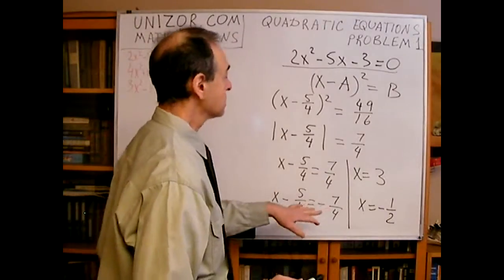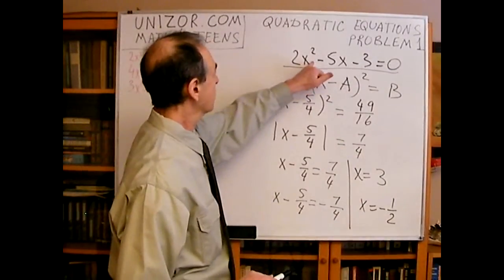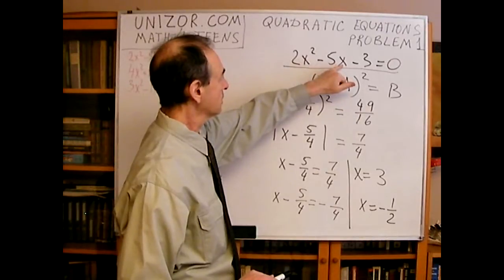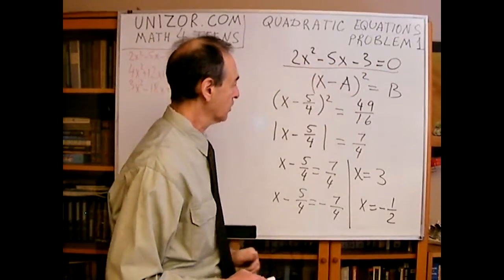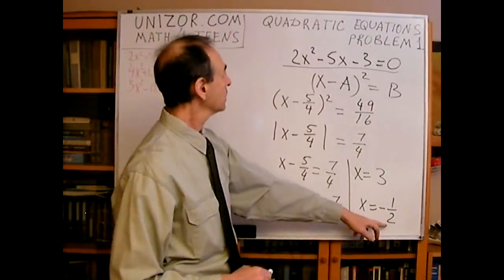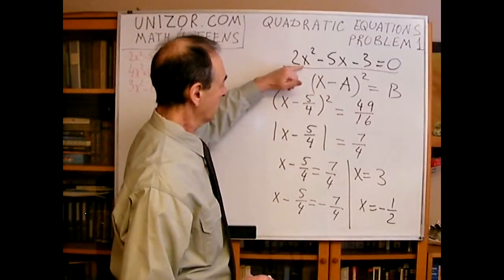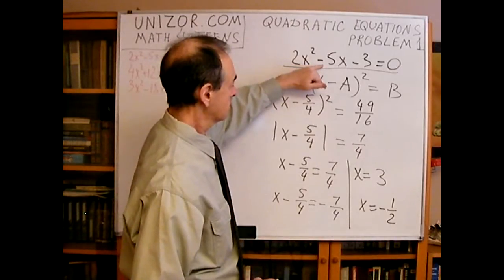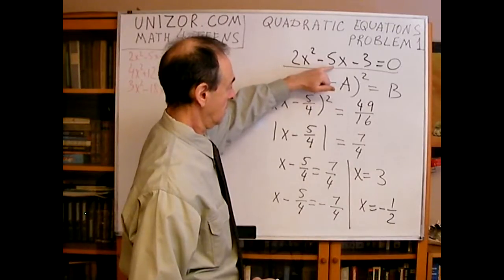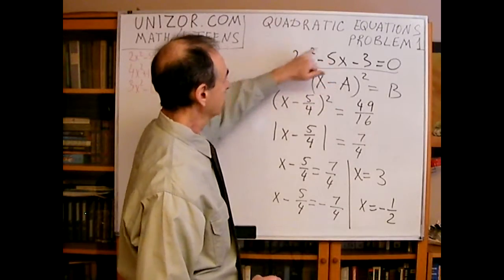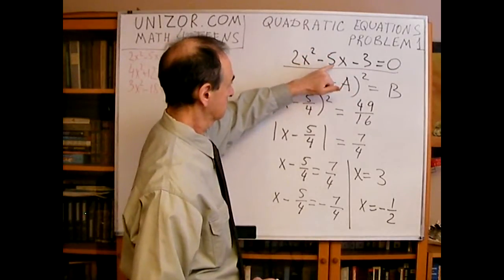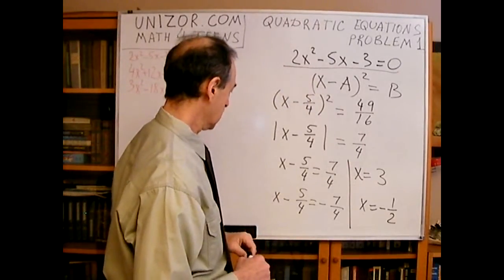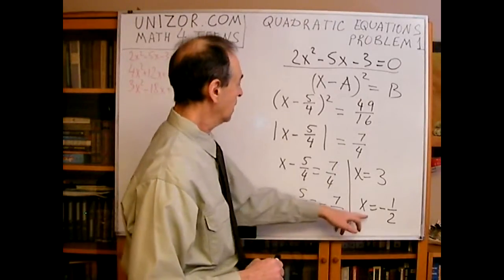Well, just in case, let's check. X is equal to 3, square will be 9, times 2 will be 18, minus 5 times 3, 15. 18 minus 15 is 3, minus 3, 0. Good enough. Minus 1/2. Square will be 1/4, so it will be 2/4, which is 1/2. Minus 5/2. Now 1/2 minus 5/2 is minus 4/2. No, so I think I made a mistake somewhere. Did I? 1/2, it's 1/4.